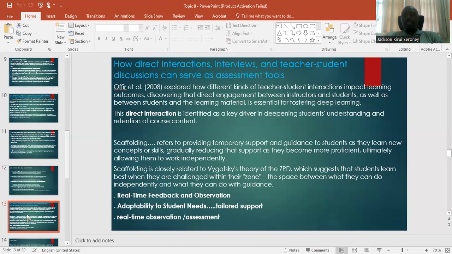Then the last thematic area is on how direct interaction, interviews, and teacher discussion can serve as assessment tools. When we interact with the student, we can do so by scaffolding, which means we are providing support until such a time that we think the learner has mastered the skill, then we can leave them alone. How do these three, that is direct interaction, interviews, and teacher-student discussion, serve as assessment tools? They provide real-time feedback and observation. And we can also tailor support to meet the learner's needs.